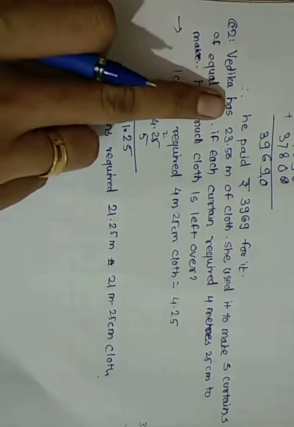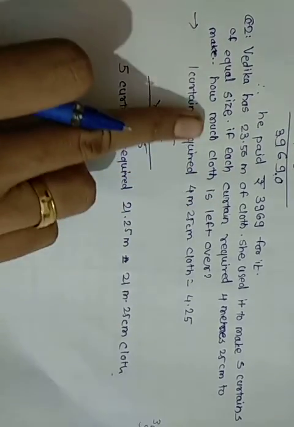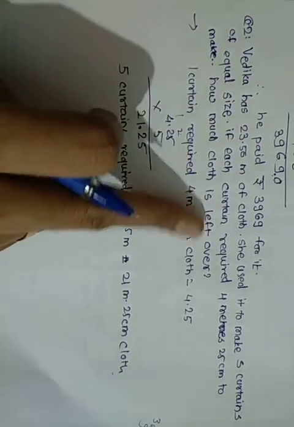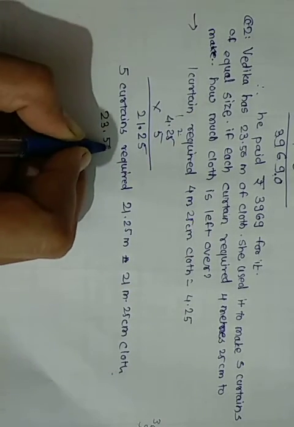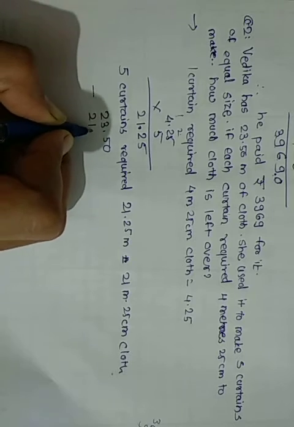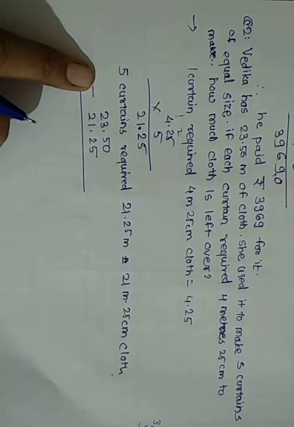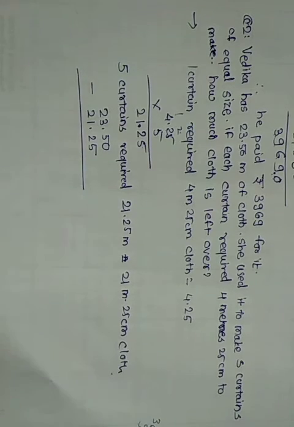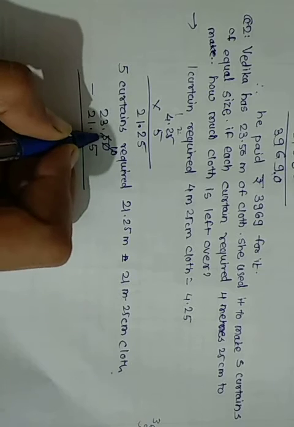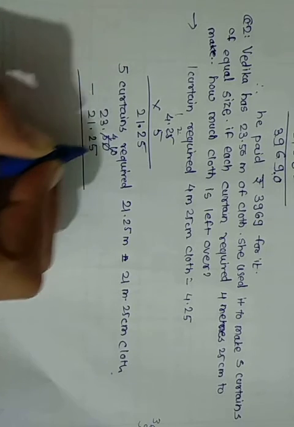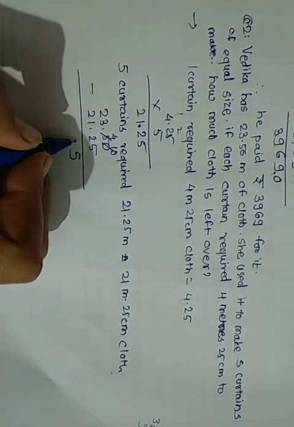Now here Vedika has 23.50 meter total cloth. So how much cloth is left over? It means there is a subtraction. 23.50 minus 21.25. We know the subtraction of decimal points. See, 0 minus 5, here it is 10. Borrow 1 from the tens place. Now there is a 4. 10 minus 5, 5. 4 minus 2, there is 2.